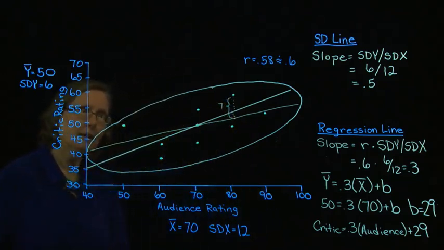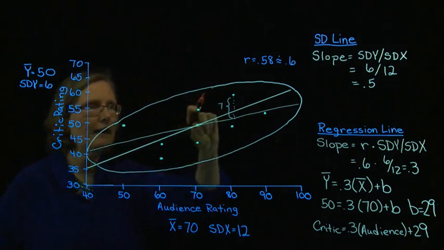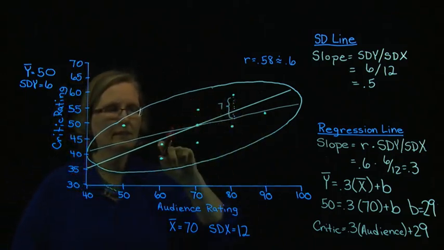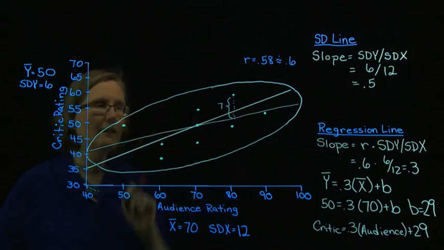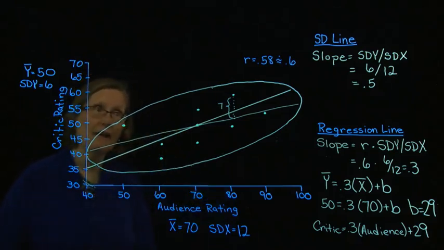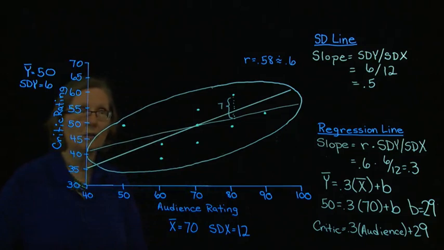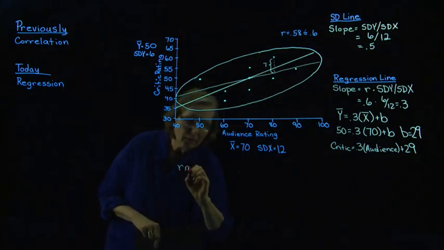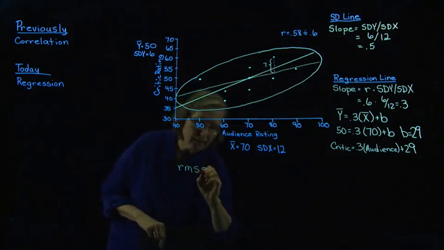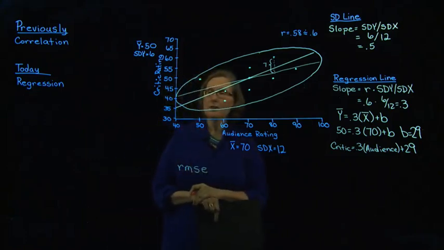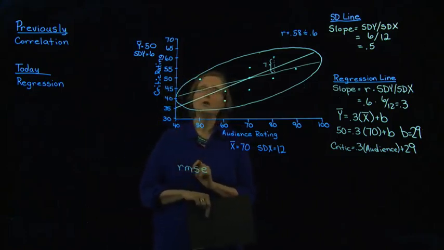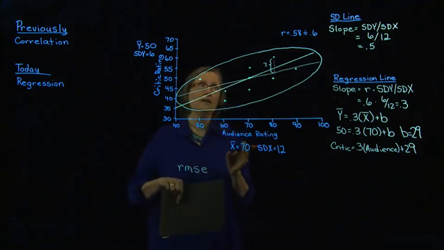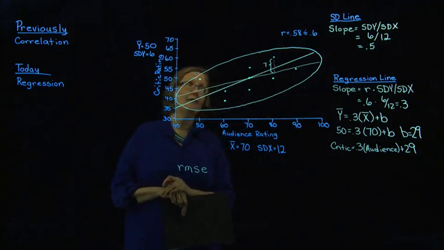Our average prediction error could be calculated by taking all of these distances from the regression line, squaring them, taking the average, and again taking the square root. That's called the root mean square error, and it's abbreviated RMSE. The root mean square error is our average prediction error. Now, fortunately, we have calculators and computers that can calculate that for us.